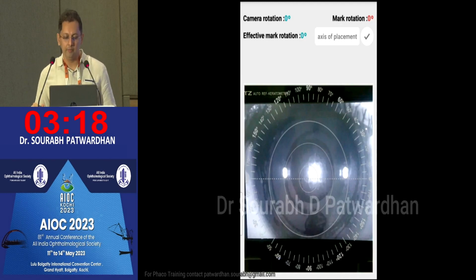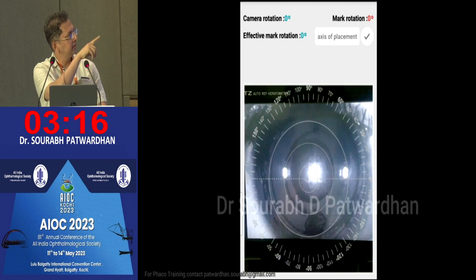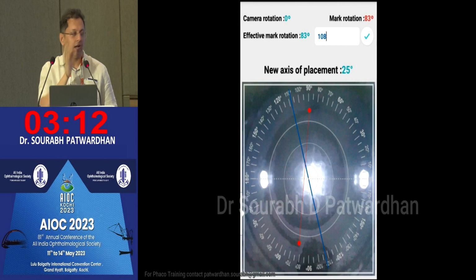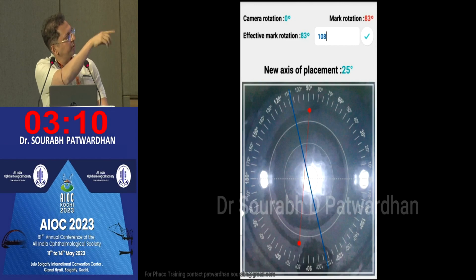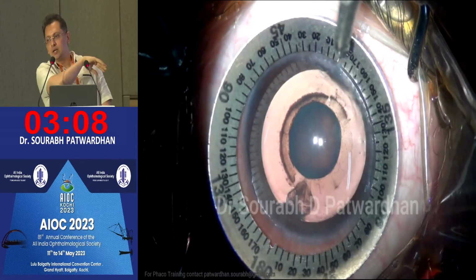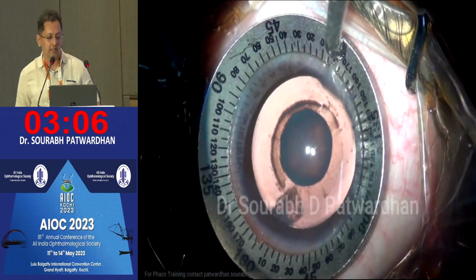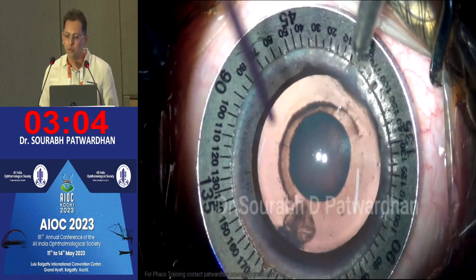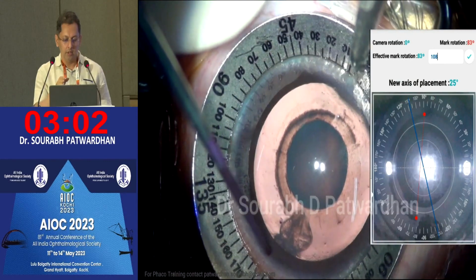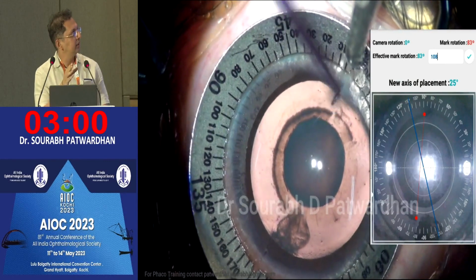So this was the autoref image, the retro illumination image, and you can see this zonular kind of cataract. I could mark those opacities, and then I could say that these opacities are marked, I have to place the IOL at 25 degrees from that axis. So this is an innovative use of the iToric app. So this is an intraoperative image. The patient is under general anesthesia.